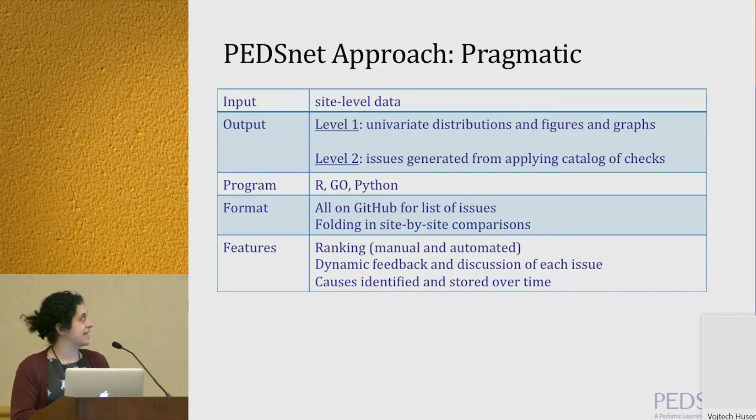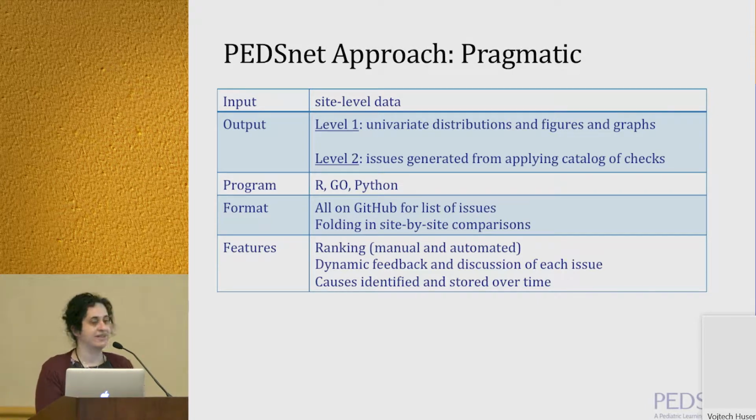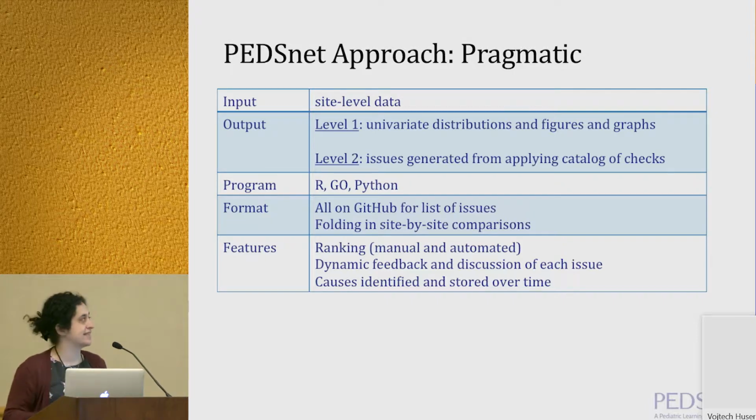Our input is the site level data, and for output we have right now two different types, which we call level 1 and level 2. The first one is just univariate distributions. So a lot of it is looking at missingness in a certain field, or just the distribution of values of fields. Level 2 is where our issues and the problematic things get generated, and feedback is given to sites. Everything is primarily in R. There are a couple of short programs that we've used Go and Python for, but in the future we're trying to integrate everything into R.